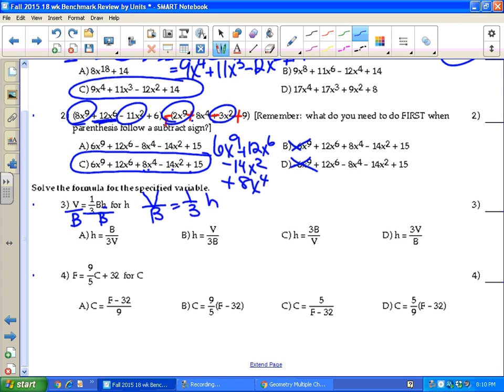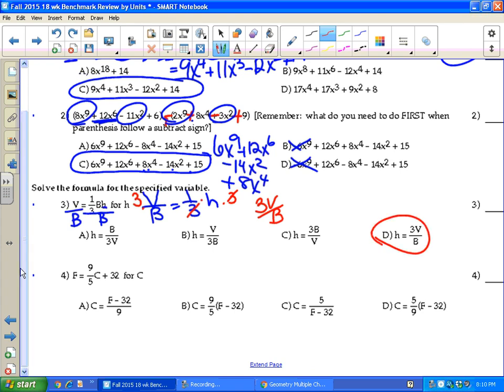All right. How do I get rid of something that's like 1/3? Well, the opposite of divide by 3 is multiply by 3. So if you multiply one side by 3, you multiply the other side by 3. You always put that 3 on top. So it looks like I have 3v over b. 3v over b is choice D.